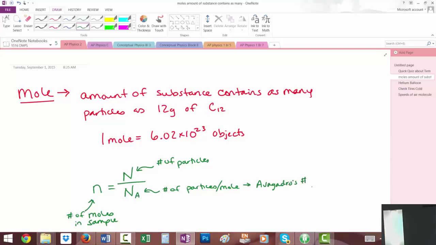Wait, the mole is denoted N sub A, like Avogadro? Yeah, so N sub A is Avogadro. It is 6.02 times 10 to the 23rd. Yeah, I mean, that's the notation that I've seen. That's what we use.